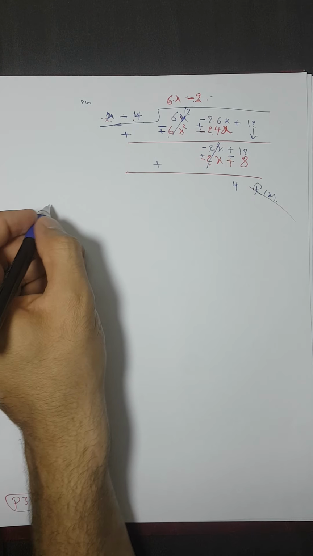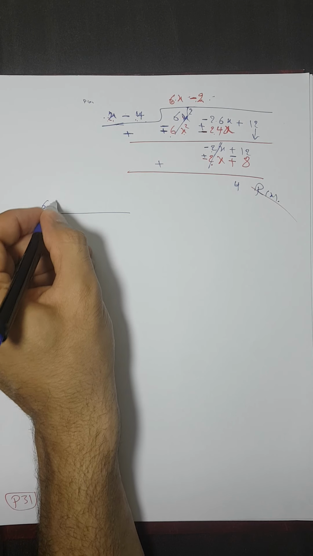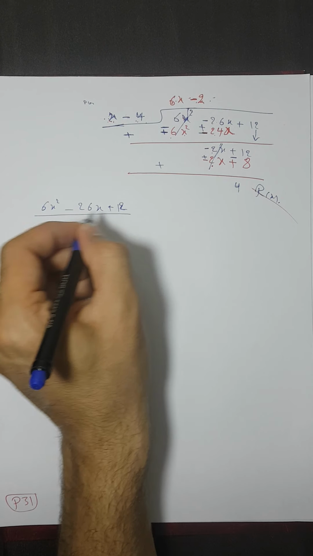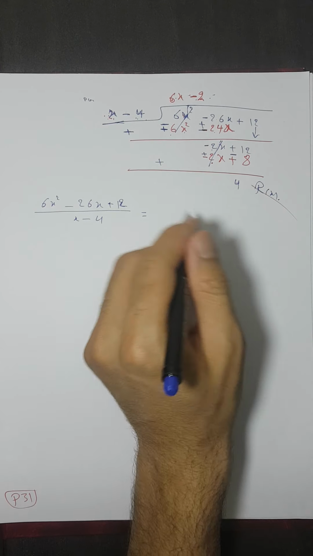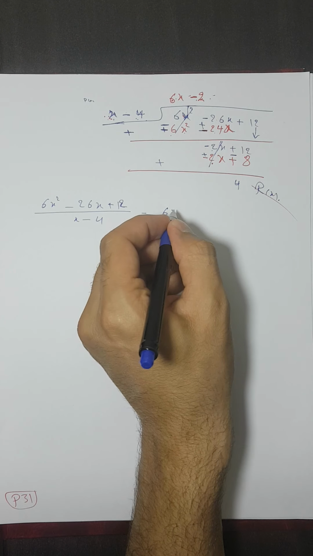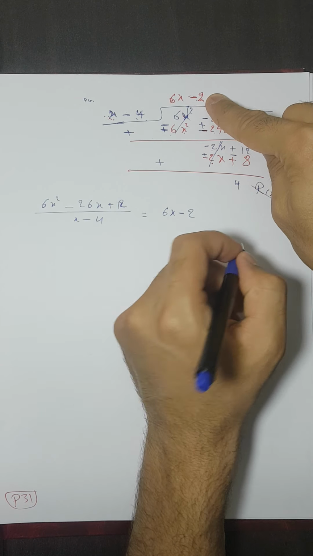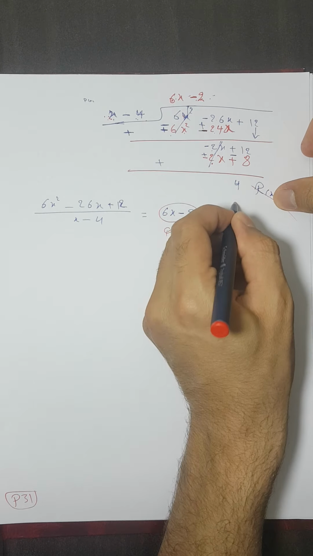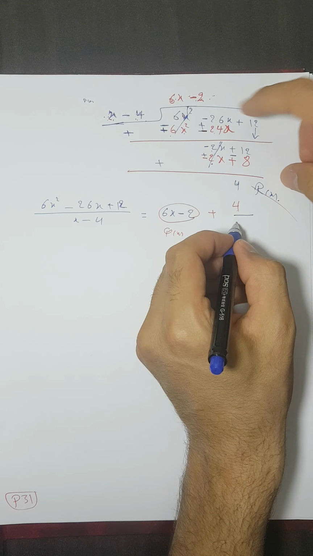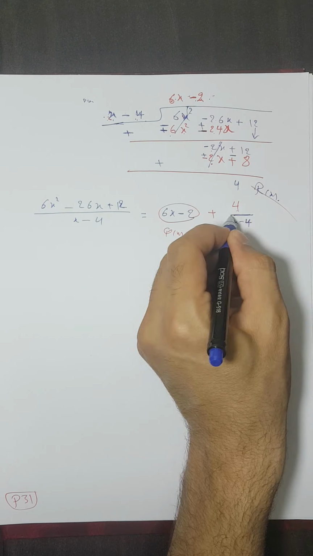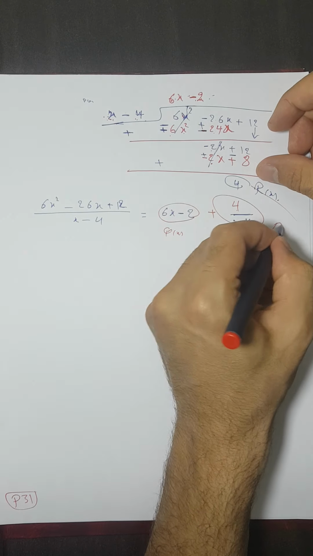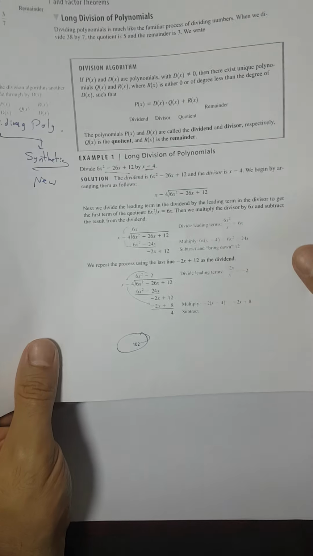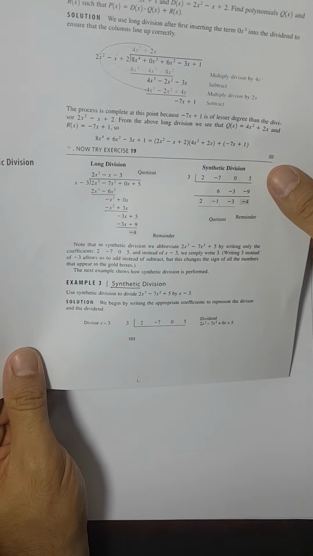So after dividing 6x squared minus 26x plus 12 over x minus 4, I will get 6x, sorry, minus 2, which is the quotient, plus 4 over x minus 4. So the remainder is r of x. That's all that you need in pages 101 to 102.